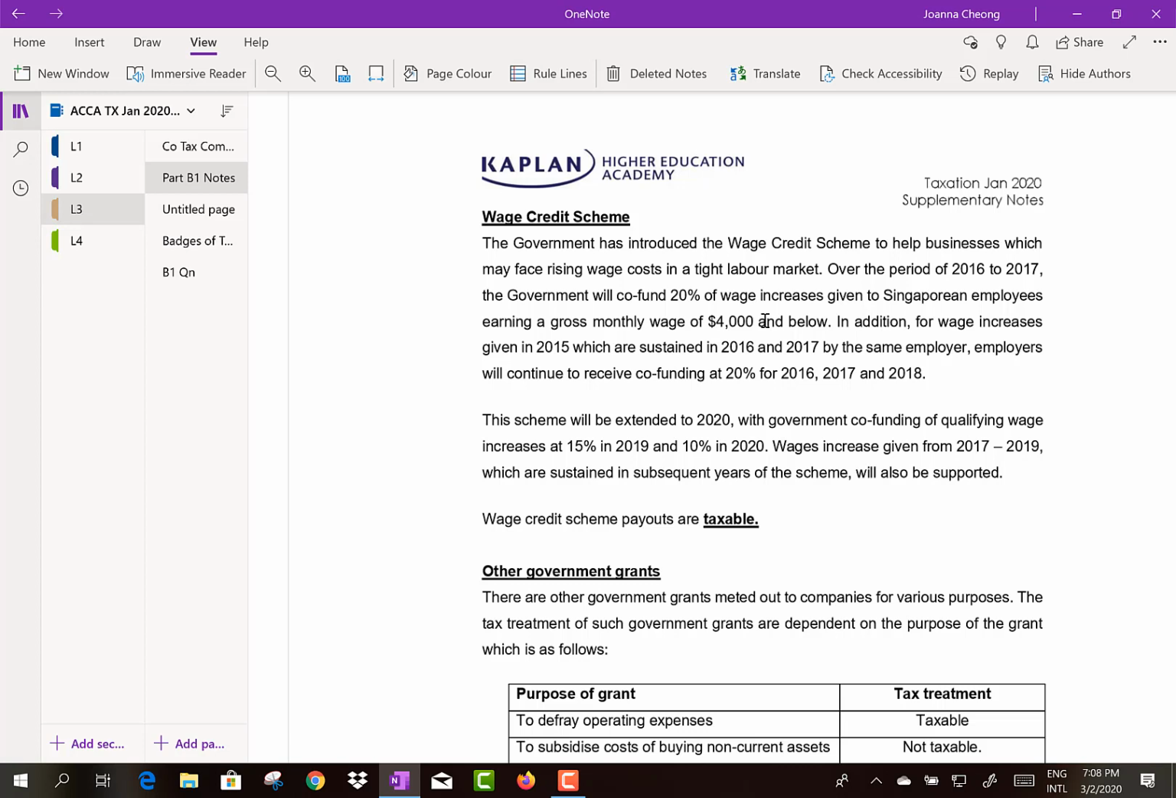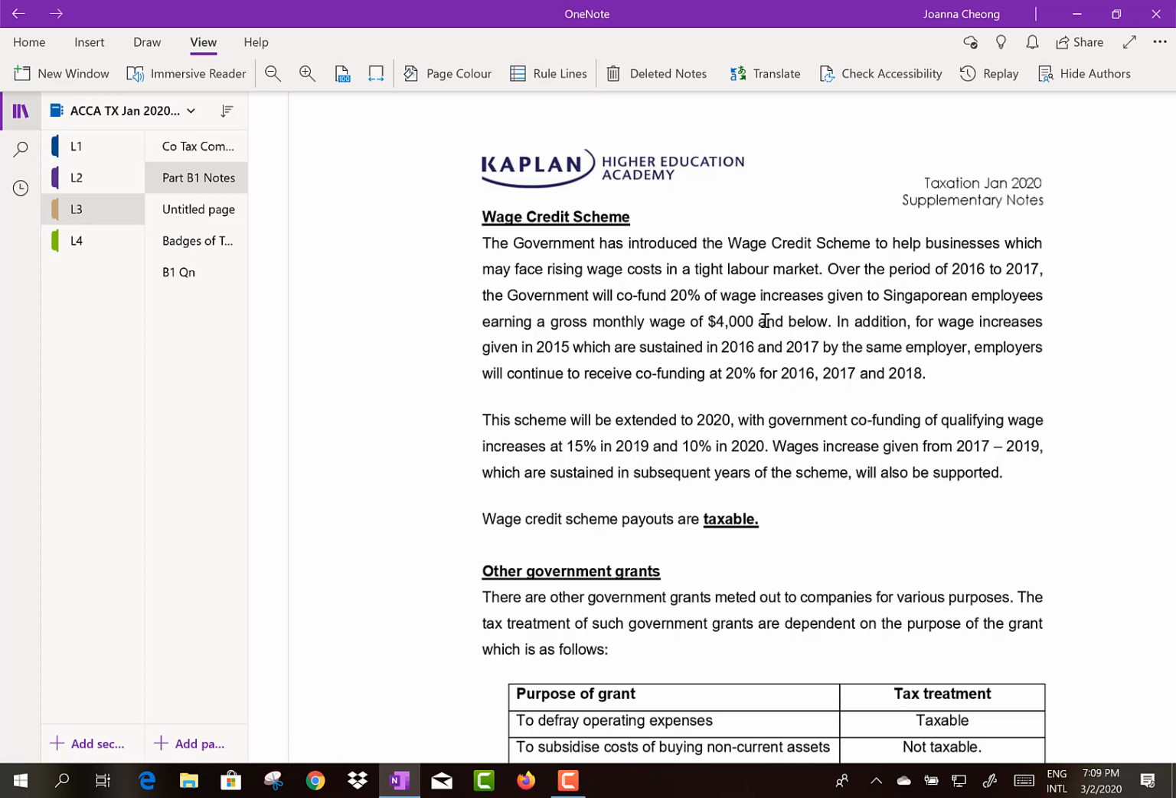Now, if the government gives you money to buy machines, which are supposed to be capital in nature. Yeah, sometimes the government is very kind. They give you money to buy machines because elections are coming, for example. So there can be a lot of reasons why the government wants to sponsor or give a grant to a company. If the grant is pertaining to the purchase of a machine, that is capital in nature. Such a grant will not be taxable.